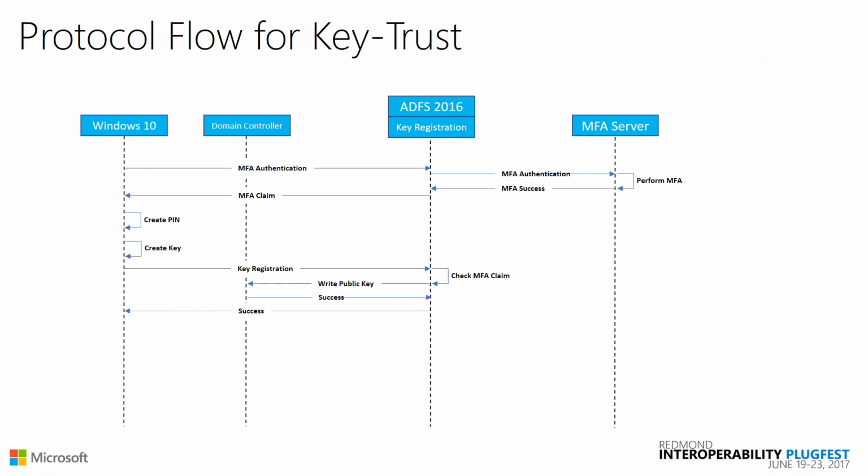The authentication is successful, and an MFA claim, multi-factor authentication claim, will be issued to Windows 10. After that, you will create a PIN. The user will be asked to create a PIN, and when the PIN is created, a key pair is generated in the TPM.